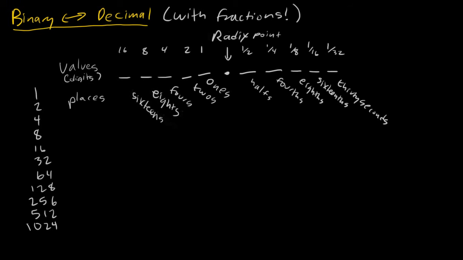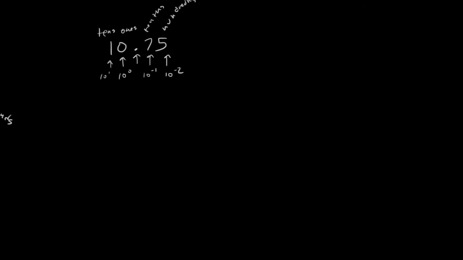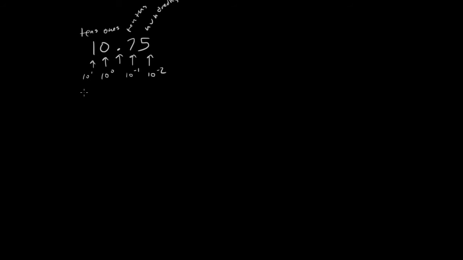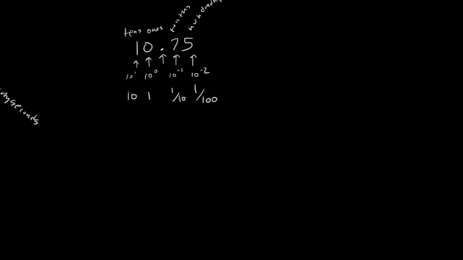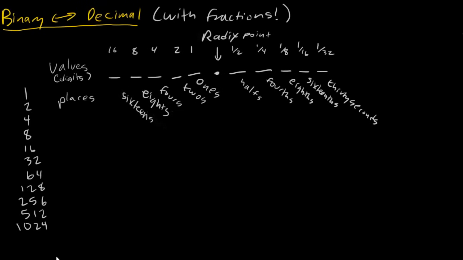Likewise, just for completion, this would be our 10 spot, this is our ones, this is our 1/10, this is our 1/100th spot. So you see, there's an order to this. Okay, so back to binary.